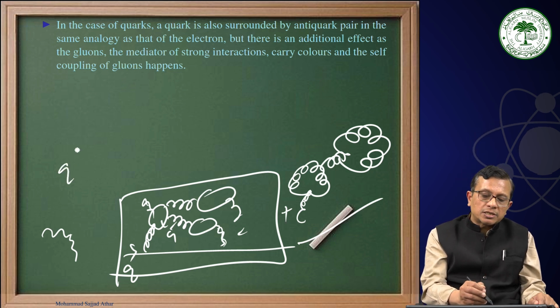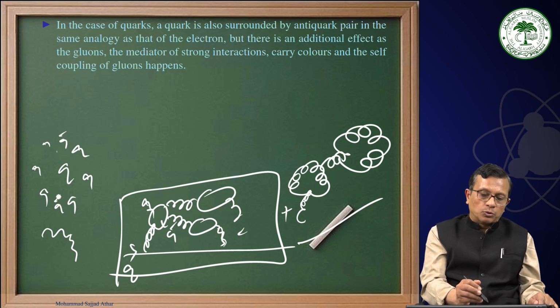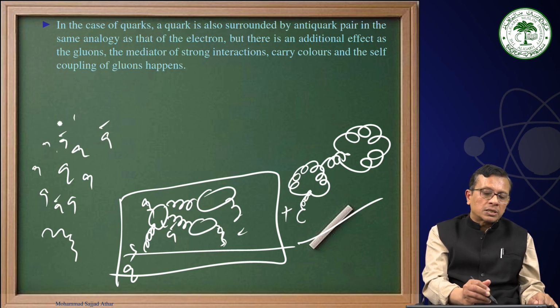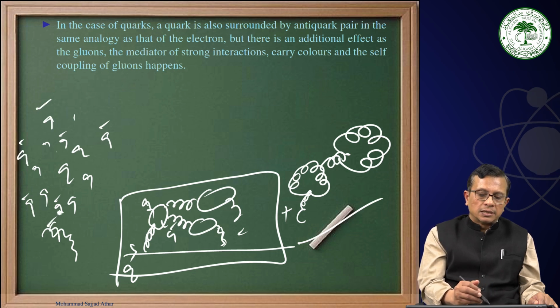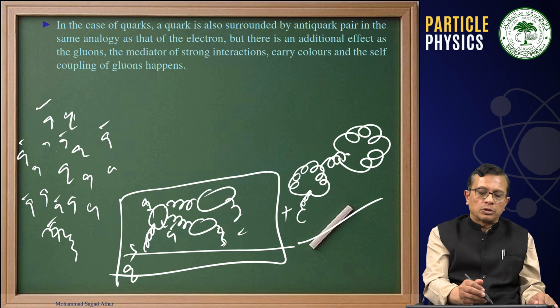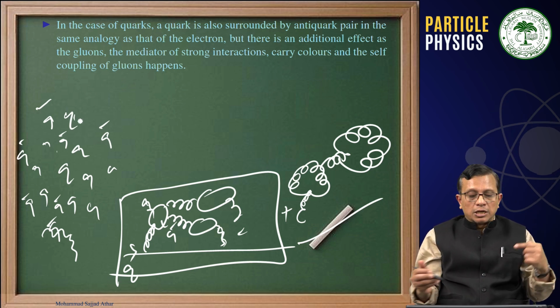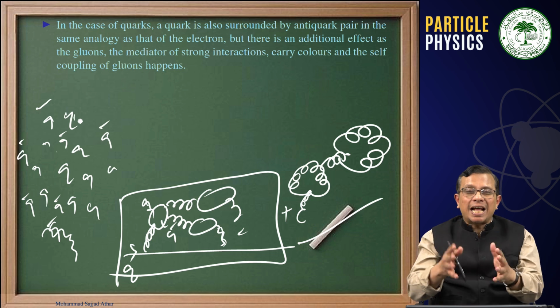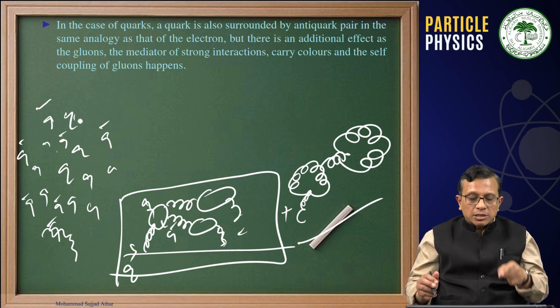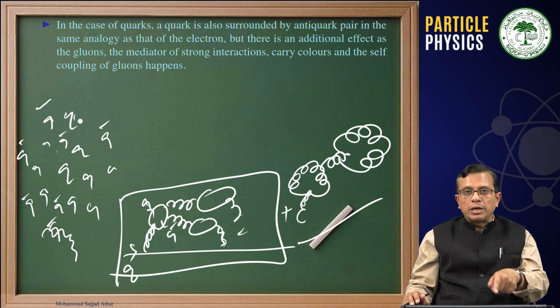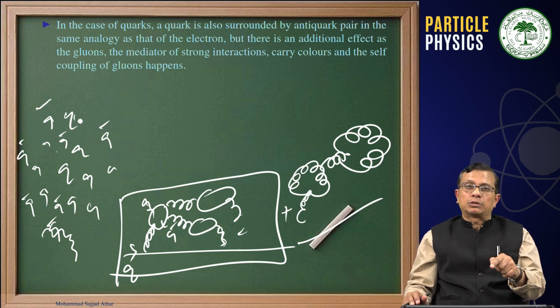Now, because of this additional figure, what happens? A quark is surrounded by quarks itself, only a few antiquarks, and then antiquarks are at a larger distance. Then there are a few quarks also. Therefore, when you are at a further distance, you are seeing an enhanced charge of the quark. It is only when you go closer to this quark that you find the actual charge of the quark.